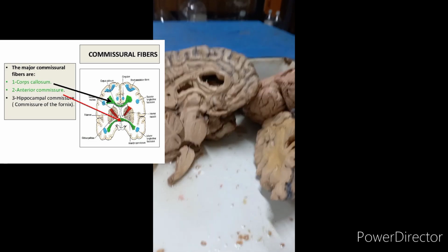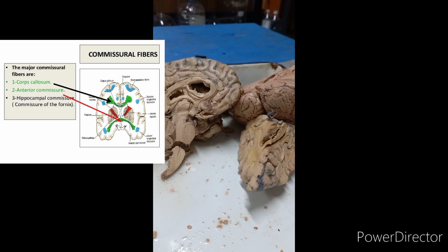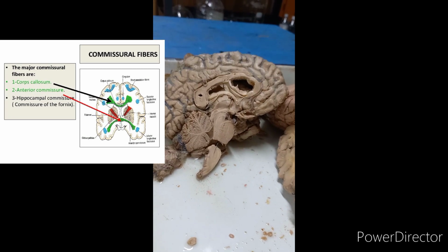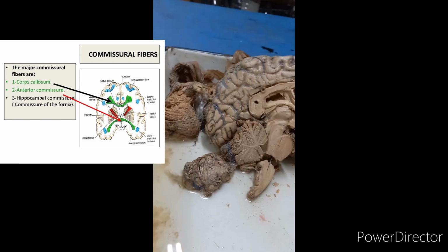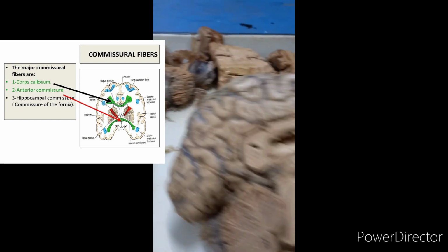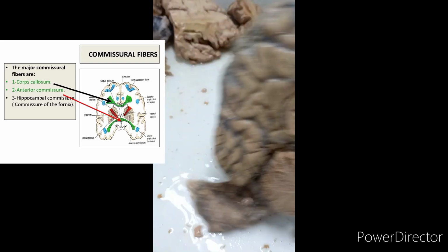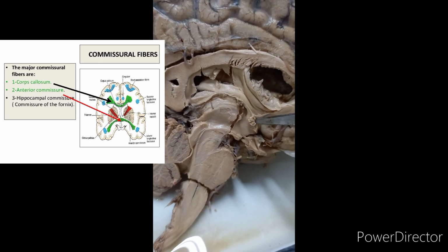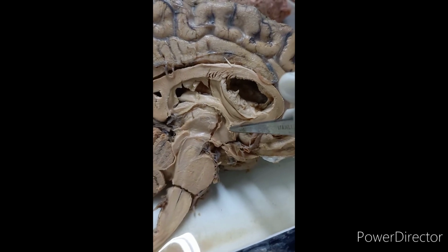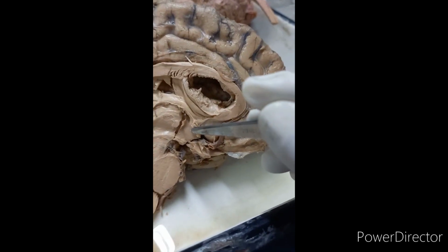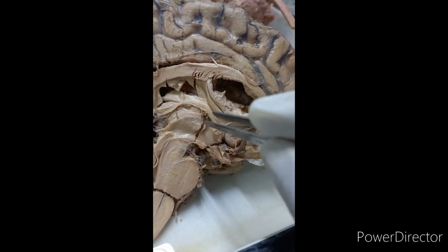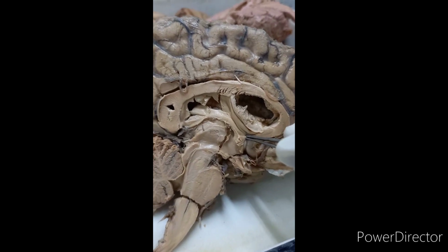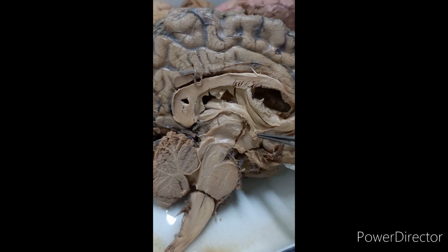Now, there are 5 sets of commissural fibers: corpus callosum, anterior commissure, hippocampal commissure, habenular commissure and posterior commissure. Anterior commissure you can see here, let's see this specimen. So, this is the anterior commissure. It stretches across the midline in the substance of the lamina terminalis. This one is the lamina terminalis. So, this is the anterior commissure.